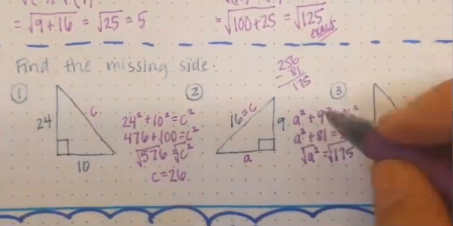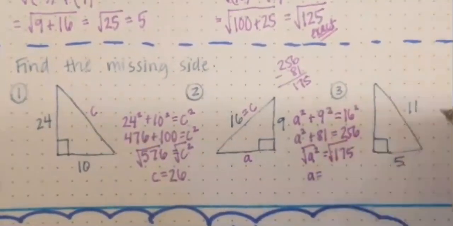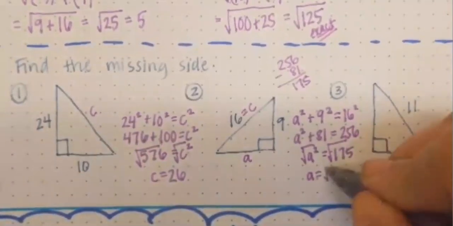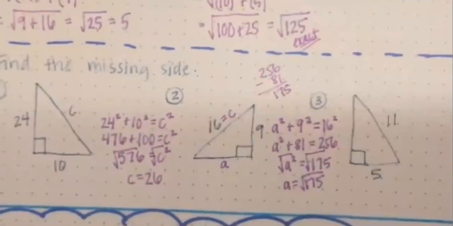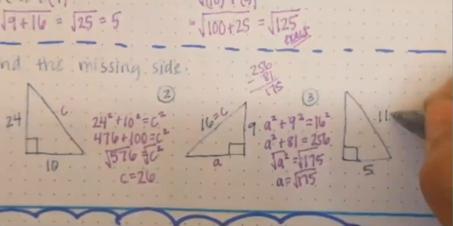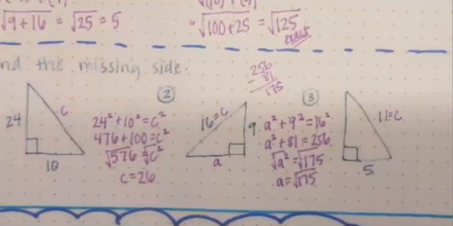175 is not a perfect square, right? So if it wants a decimal, type it in and get your decimal. If it wants exact, you leave it as the square root of 175. You just got to wait and see what the question's asking. There's some of both in your assignment. All right, and the last one. I got 5 and 11. The 11 is across from the right angle, so that one's got to be my C.